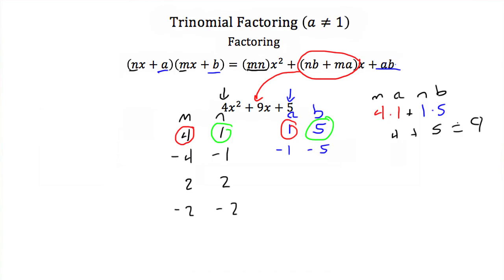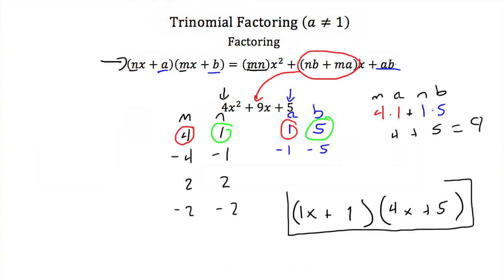So now that we have that, we can just plug that into this form, and our factors would be 1x plus 1 and 4x plus 5. So this is my factored form of 4x squared plus 9x plus 5.